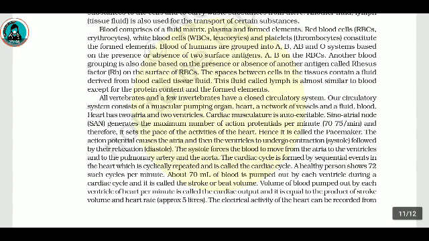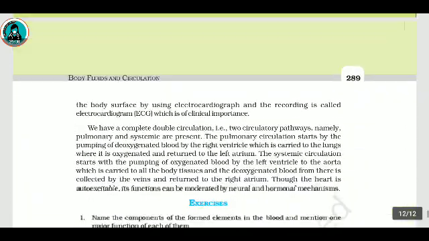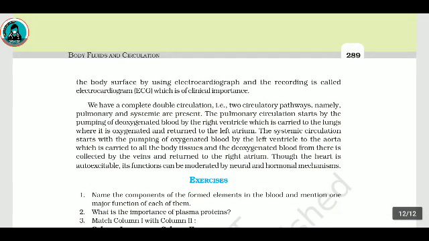About 70 milliliters of blood is pumped out by each ventricle during a cardiac cycle, and it is called the stroke or beat volume. The volume of blood pumped out by each ventricle of the heart per minute is called the cardiac output, and it is equal to the product of the stroke volume and the heart rate, approximately 5 liters. The electrical activity of the heart can be recorded from the body surface by using an electrocardiograph, and the recording is called an electrocardiogram, ECG, which is of clinical importance.